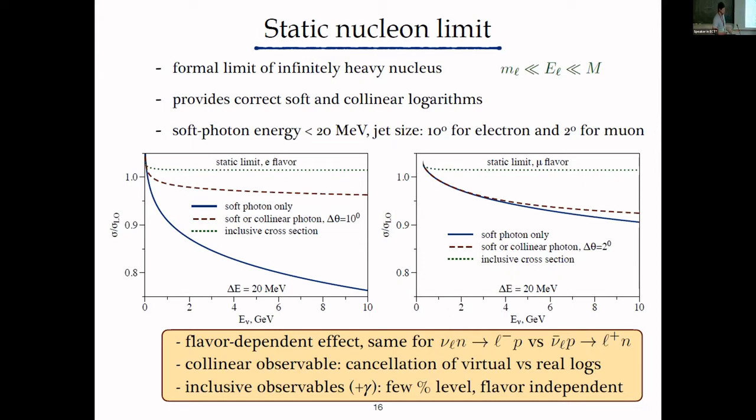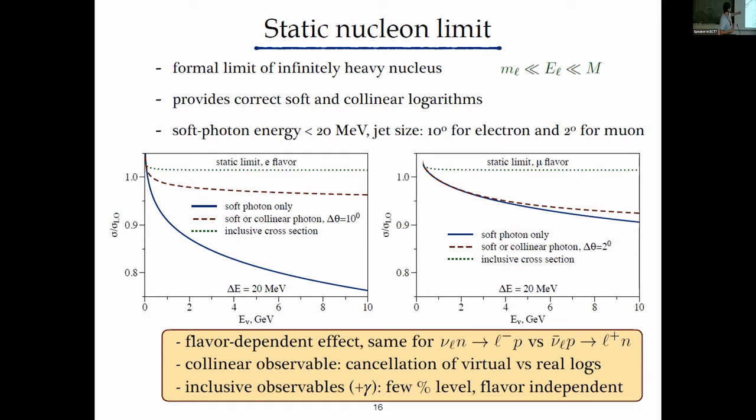Then if you consider electrons, they radiate mainly in the direction of the electron. And we can account also for this collinear radiation, and experiment dictates that a reasonable size of cone is of order, I would say, 10 degrees. Then since the cross-section of real radiation is always a positive number, and they radiate mainly in the direction of electron propagation, we have a huge cancellation of virtual versus real, and the corrections become much smaller. In the muon case, this radiation is slightly different, but I will discuss it later.